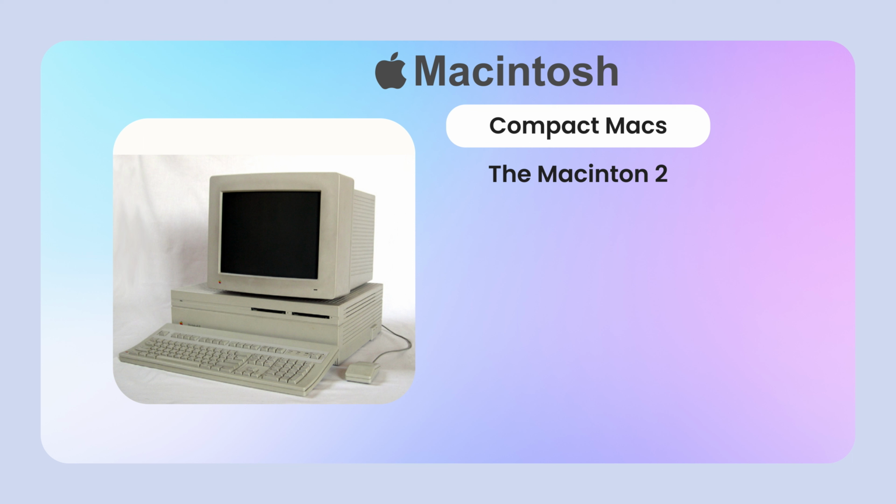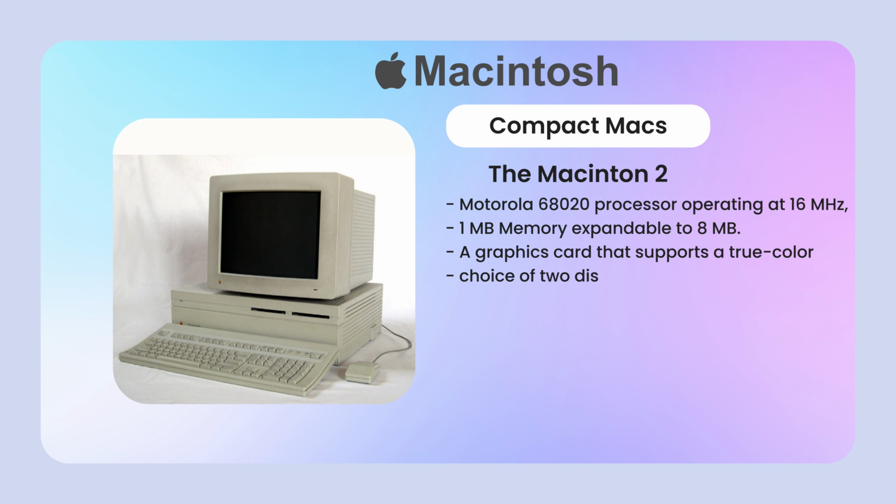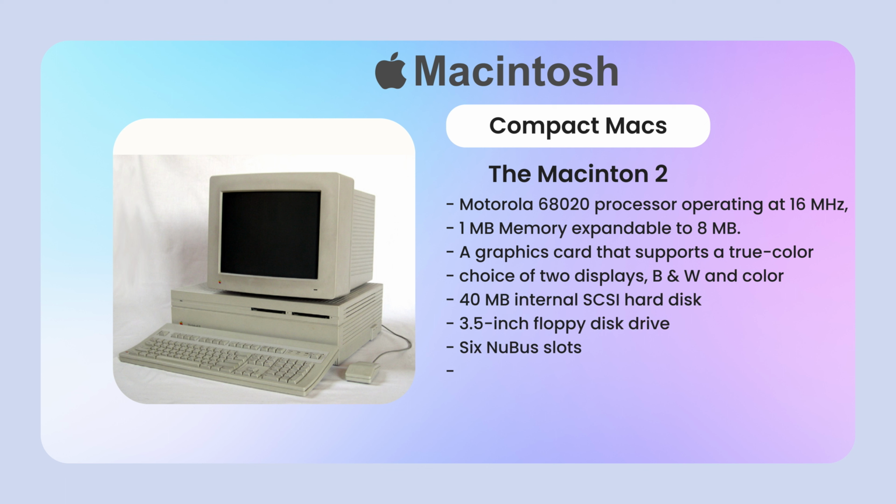It had the following specifications. It had the Motorola 68020 processor operating at 16 MHz. Standard memory was 1 MB, expandable to 8 MB. The Macintosh II includes a graphics card that supports a true-color 16.7 million color palette and was available in two configurations, 4-bit and 8-bit. Apple offered a choice of two displays, a 12-inch black and white unit and a more expensive 13-inch high-resolution color display based on Sony's Trinitron technology.